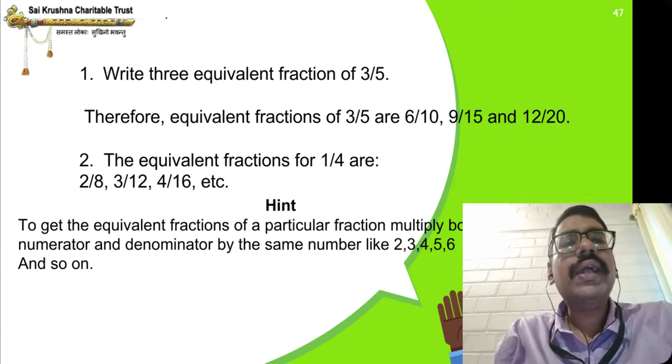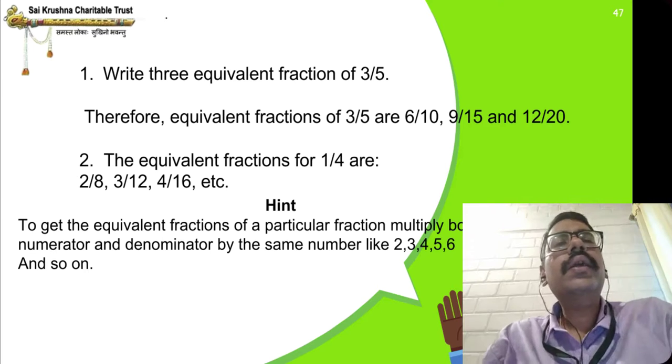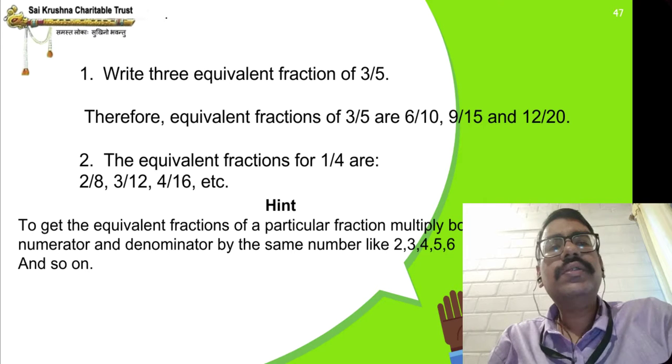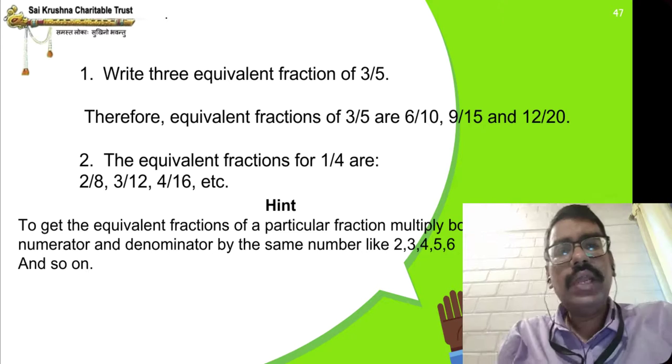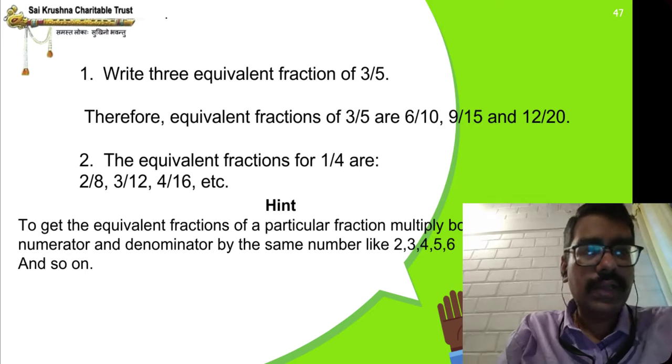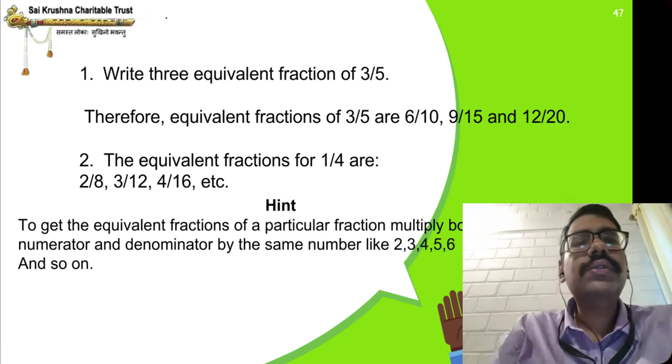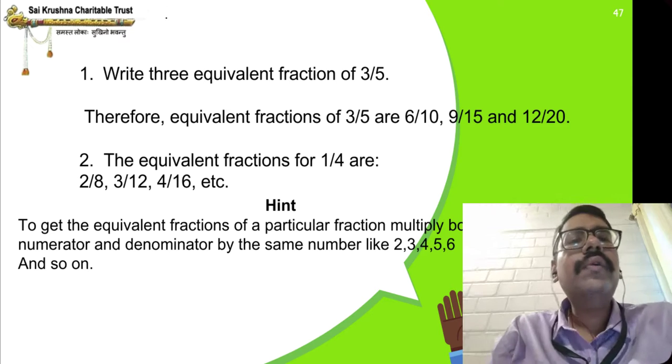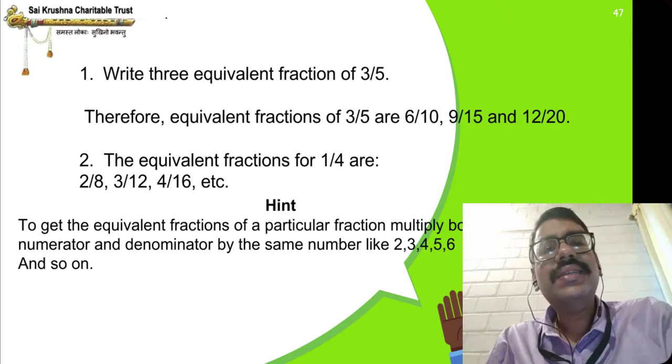The equivalent fractions of 1 by 4. How do you get the equivalent fraction? Multiply numerator and denominator by the same number. 2 by 2, 3 by 3, 4 by 4, like that. Equivalent fractions of 1 by 4 are 2 by 8, 3 by 12, 4 by 16. How? 1 by 4 into 2 by 2 is 2 by 8. 1 by 4 into 3 by 3, 3 by 12. 1 by 4 into 4 by 4 is 4 by 16.